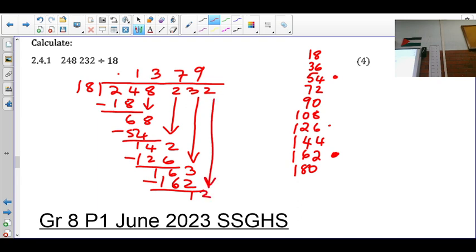18 can't go into 12. Not so? So it's 0 times 18. Did I make a mistake? 0 times 18 is 0. You minus, you get 12. So the remainder is 12. Is that correct? Okay. So the 0 needs to be there. The only time you don't need a 0 is when it is in front. When it is at the back, it needs to be there. Okay.